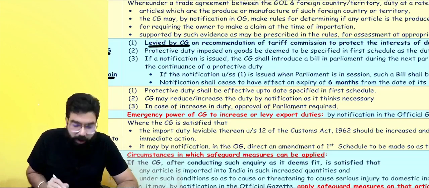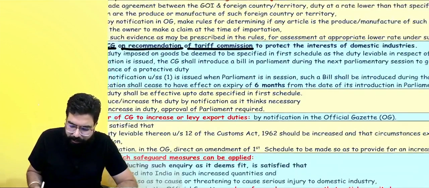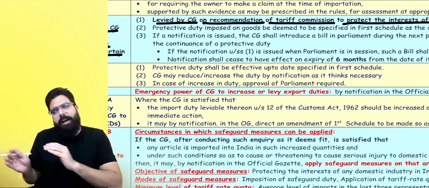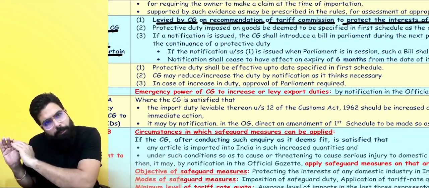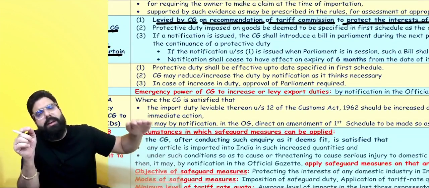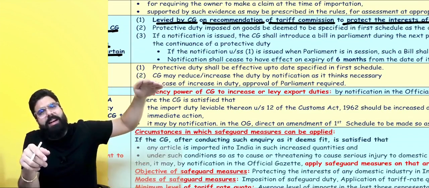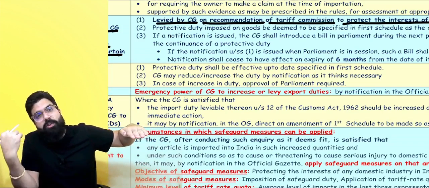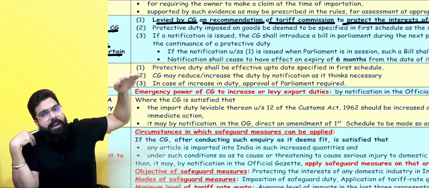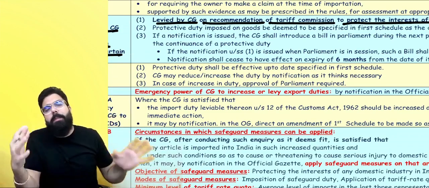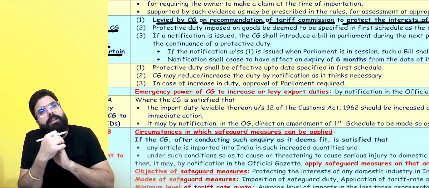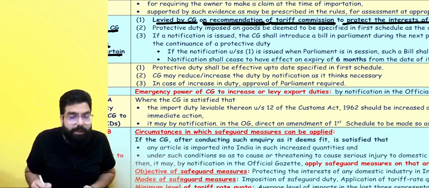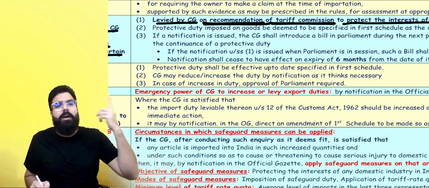It is levied by the central government on the recommendation of the tariff commission to protect the interest of the domestic industries. For example, for one item the customs duty should be 20%, but by mistake the tariff commission has fixed it at 10%. Then, for the time being, so that domestic industries don't die, the rate should be increased immediately, and they will increase it by issuing a notification in order to protect their domestic industry. So it is levied by the central government on the recommendation of the tariff commission to protect the interest of the domestic industries.